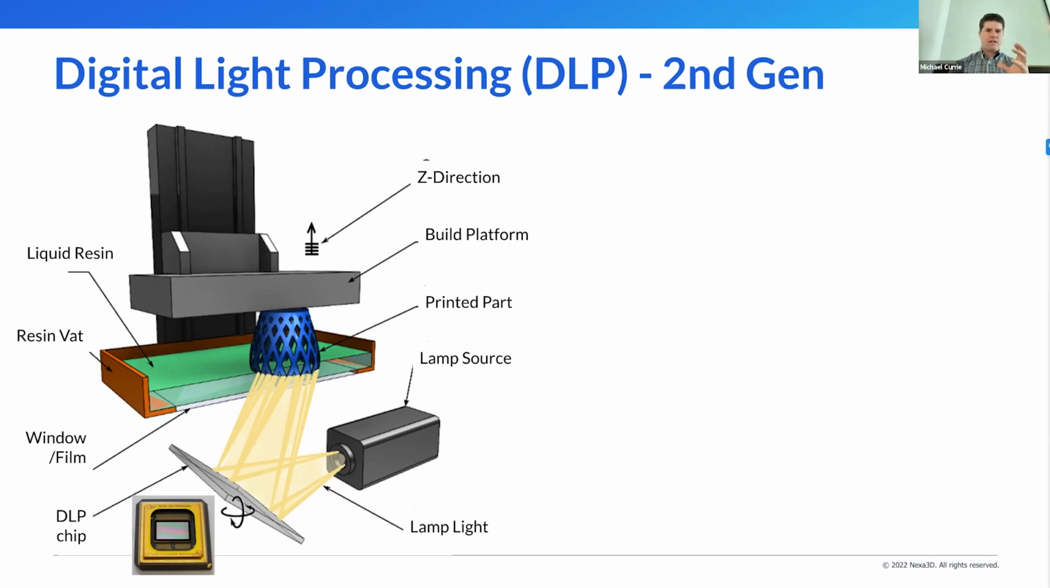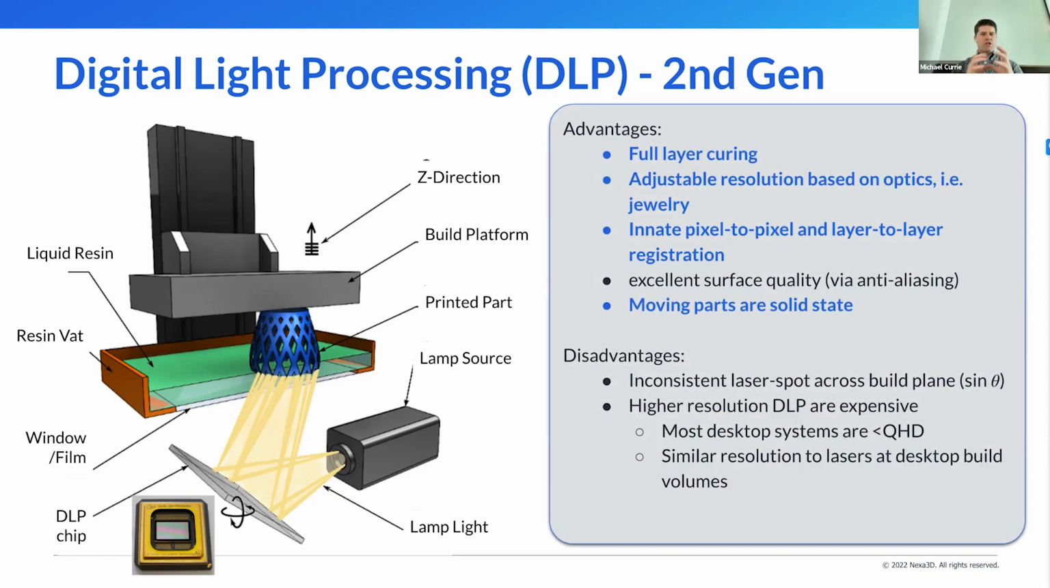And the difference here is because you're using a lamp and shining the lamp onto these mirrors, you can mask whether you want to bounce that light towards the resin or not. So you can basically choose to cure or not cure. And if you create your layer on all the mirrors, you can create a full layer of curing. So this dramatically increases the speed of 3D printing.